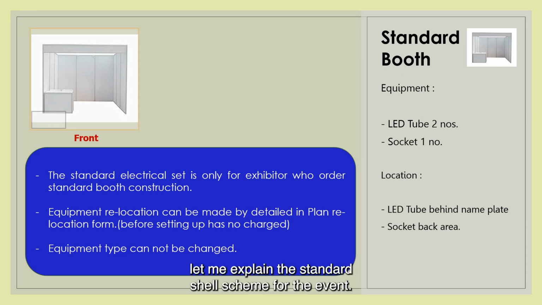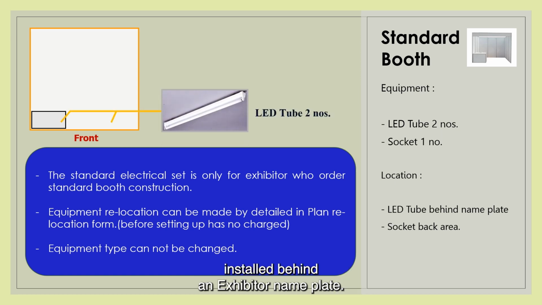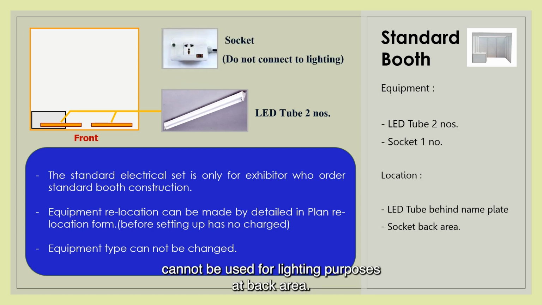First of all, let me explain the standard shell scheme for the event. The standard shell scheme will consist of two white light LED tubes installed behind an exhibitor nameplate. There will be one power outlet at the back area that cannot be used for lighting purposes.